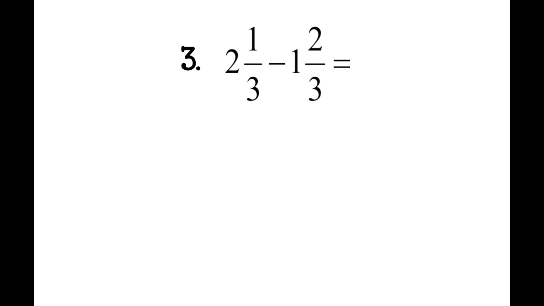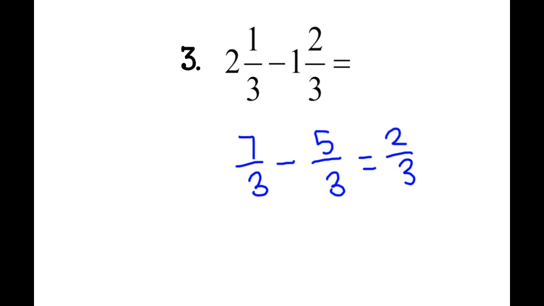Okay, here we have 2 and 1/3 minus 1 and 2/3. So if we look at our numerator, we have 1 minus 2, which is a negative number. So this is where I suggest making it improper first. So I'm going to take 2 times 3, which is 6, plus 1 is 7. So I'm going to have 7/3 minus 1 times 3 is 3, plus 2 is 5. So 7/3 minus 5/3. And then we go 7 minus 5 is 2. So our answer is 2/3. We circle it and we are finished.